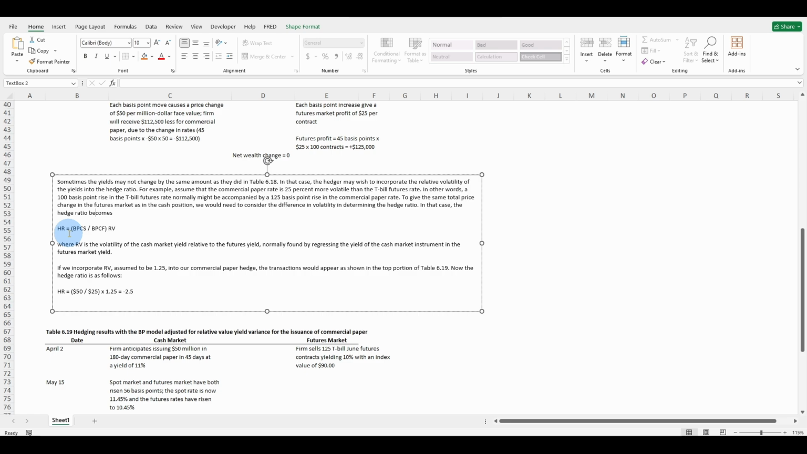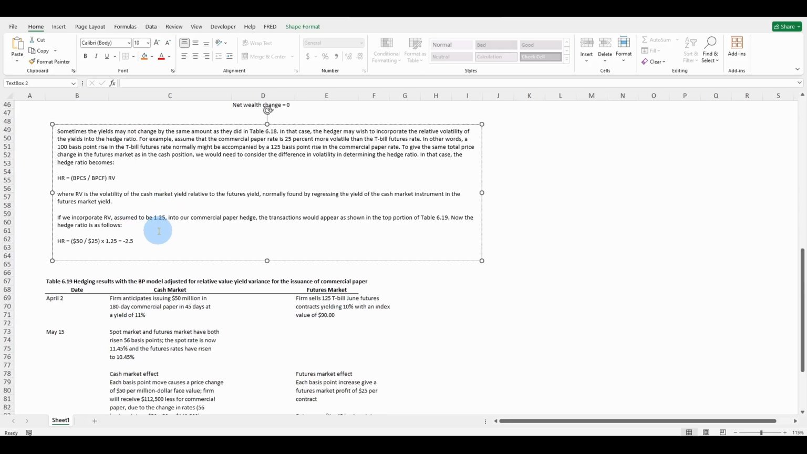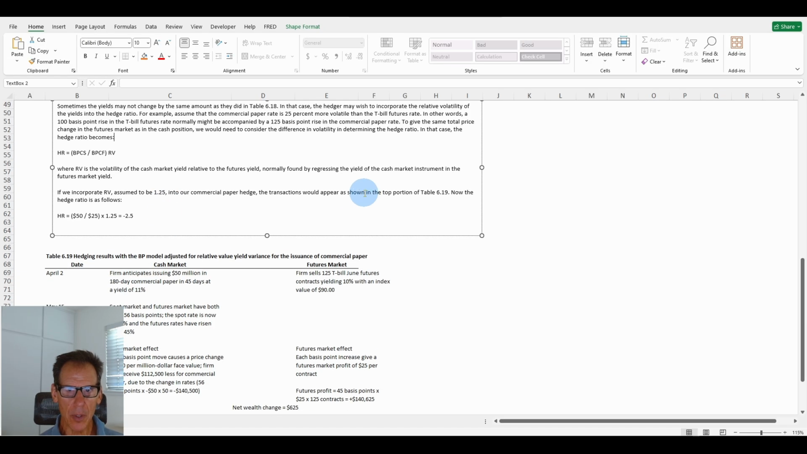In that case, the hedge ratio becomes HR = BPC_S divided by BPC_F times RV, where RV is the volatility of the cash market yield relative to the futures yield, normally found by regressing the yield of the cash market instrument on the futures market yield. If we incorporate RV, assumed to be 1.25, into our commercial paper hedge, the transaction will appear as shown below in Table 619.